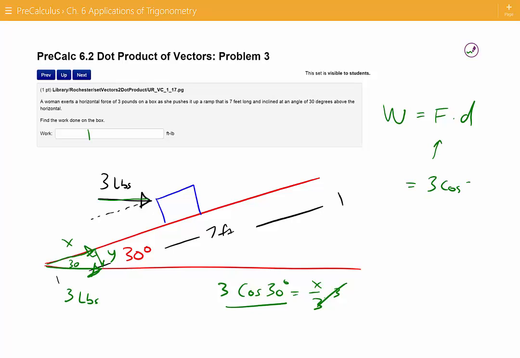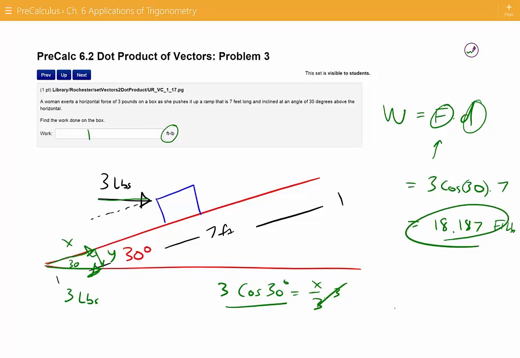And then we still have to multiply by the distance. And the distance we travel is 7 feet. If you do that, you'll get your answer of 18.1. And the units on that are foot-pounds. The feet come from the distance and the pounds come from the force. So we can say foot-pounds.